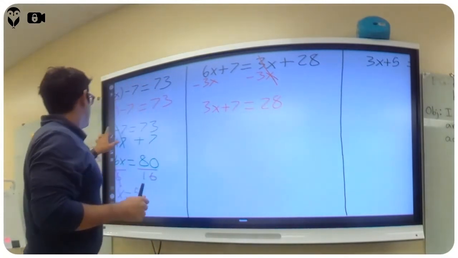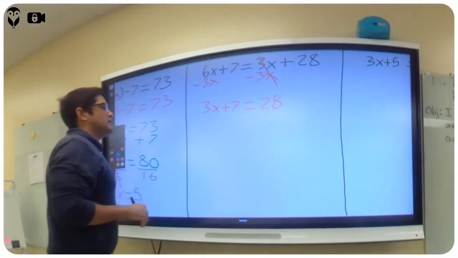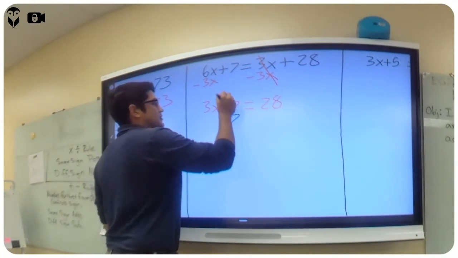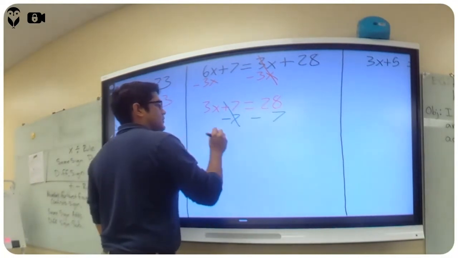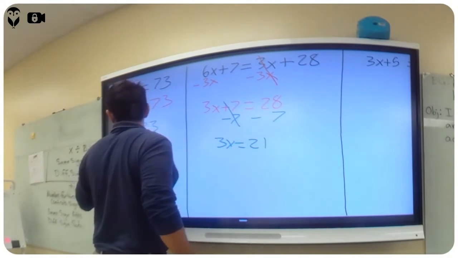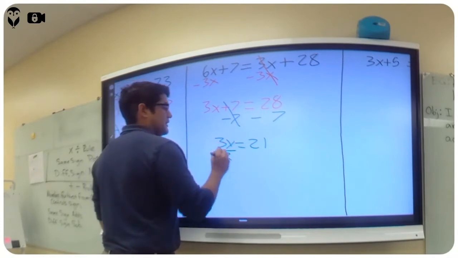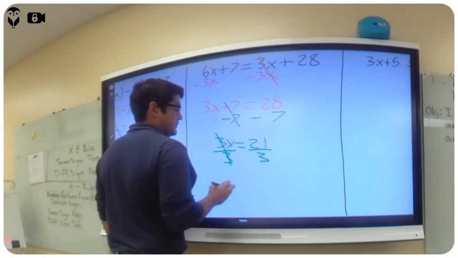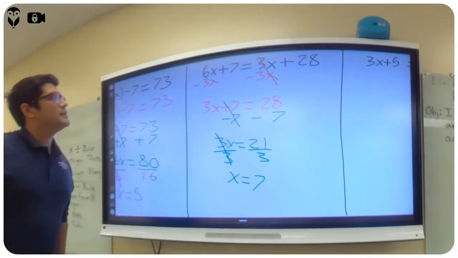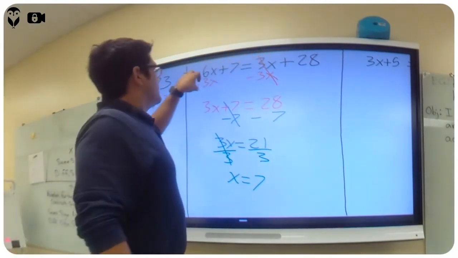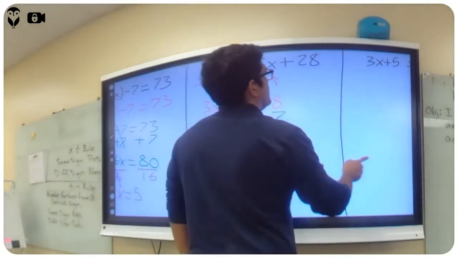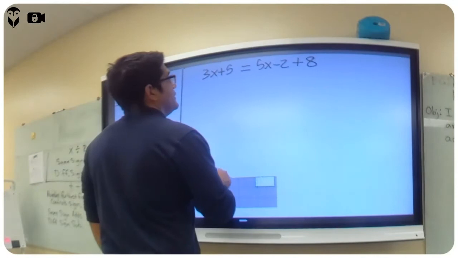Okay? Then go to blue for our next step. Now it looks like a two-step equation. Minus 7 on both sides. I'm left with 3x equals 21. Divide by 3, x equals 7. See, after you do this first movement, it automatically turns into a two-step equation, and the work seems to be the same.